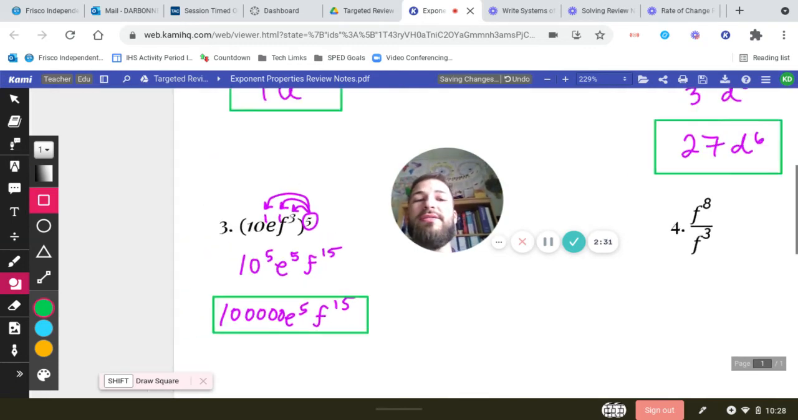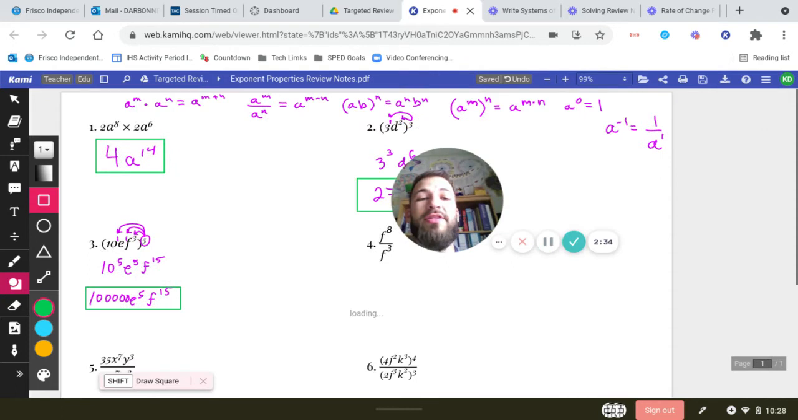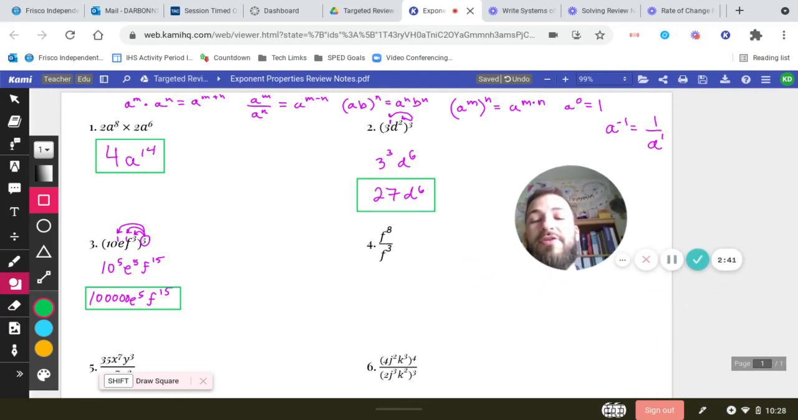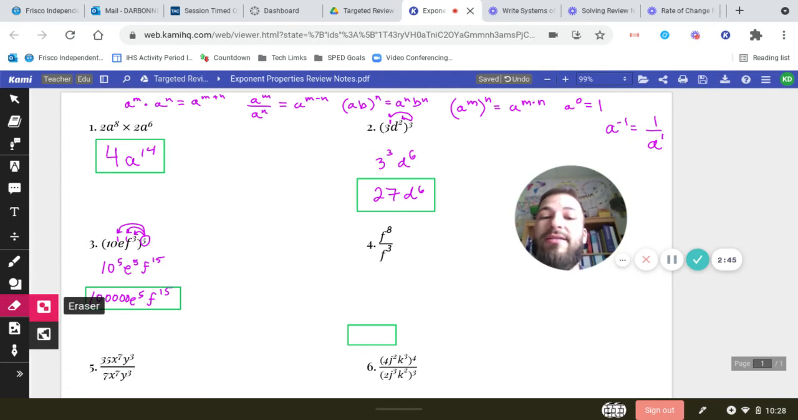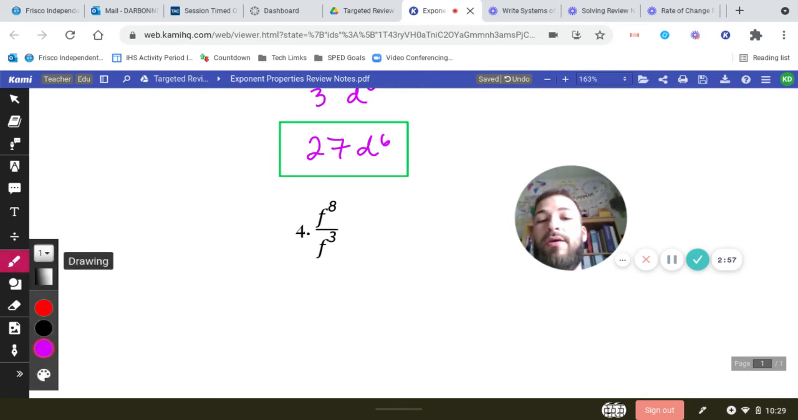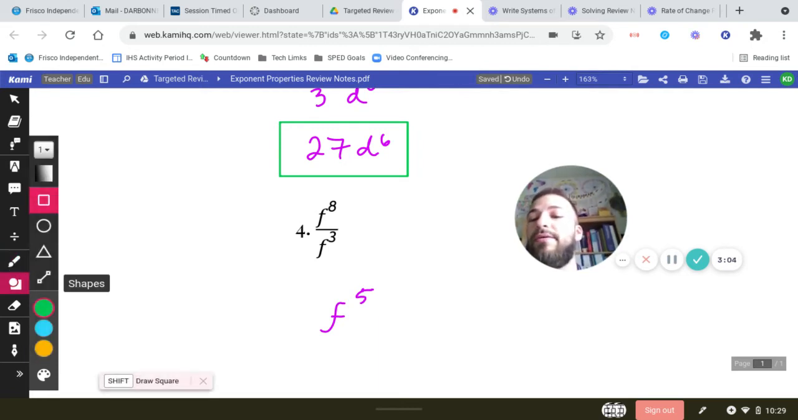So I'm just using these exponent properties that are up here at the top. If you've misplaced yours, feel free to write these down as we're working through these notes so you can follow along with me. All right, so number 4, now we're dealing with division. So we have f to the 8th over f cubed. So our division rule, a to the m over a to the n, we subtract the powers. So anytime it's division, we subtract them. So 8 minus 3 would be equal to 5. So f to the 5th would be our final answer in this case.